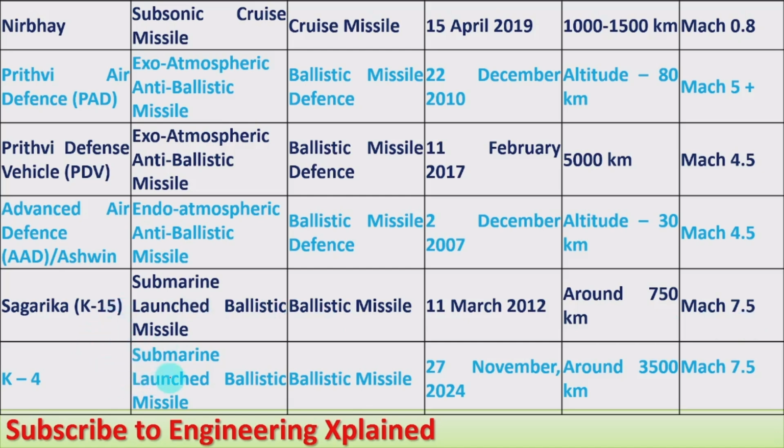K4. It is also a submarine launched ballistic missile. It is recently launched, on 27th November 2024. Around 3500 km its range and its speed is 7.5 Mach.